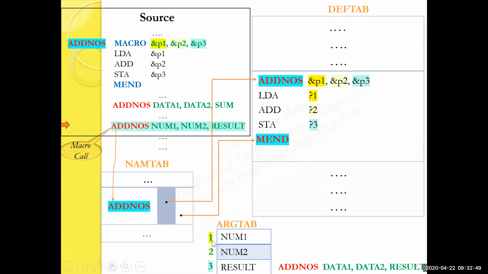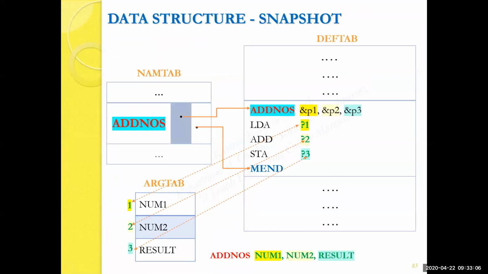So first argument is entered as a first entry into the argument table. The second, num2, is entered as a second entry and thereafter result. So this is the argument table set up for add numbers corresponding to the second invocation. And as you see, first the positional notation 1 will be replaced with num1, 2 replaced with num2, and 3 replaced with result.